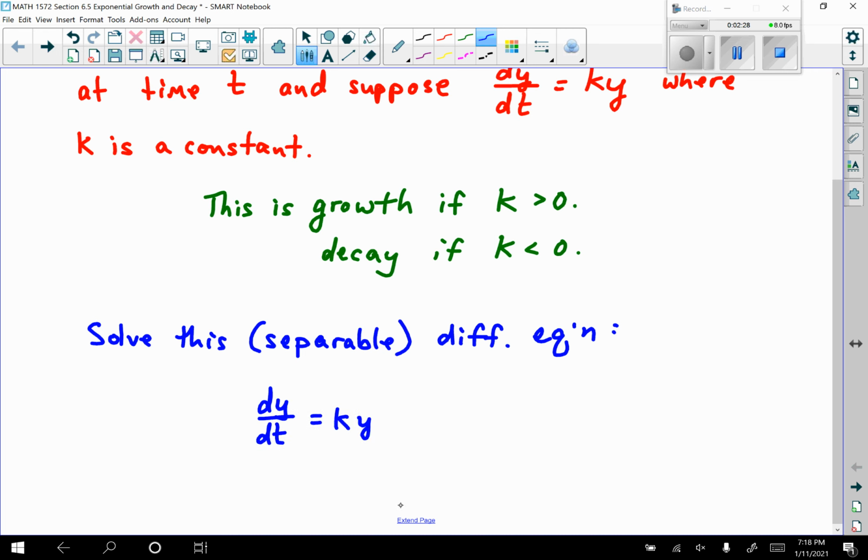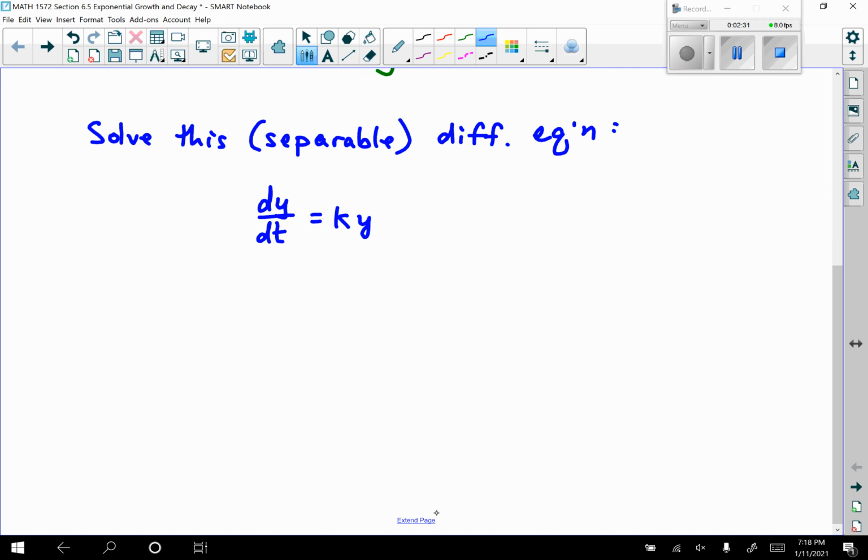We're going to separate our variables, so I want to get all the y's to one side and everything else to the other. So we'll say dy over y is going to equal k dt, and then we'll take the integral of each side. We could write this as the integral of 1 over y dy is equal to the integral of k dt. So think of the antiderivative of 1 over y. That's going to turn into the natural log of y.